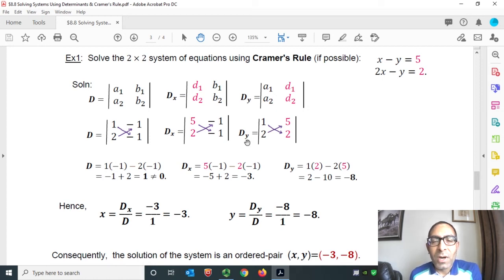Similarly, Dy is the determinant of the matrix obtained from the coefficient matrix by replacing the y column by the constants. So here 1, 2, the x column as it is from the coefficient matrix, and we replace the y column in the coefficient matrix by the constants 5, 2. I hope this makes sense to you all.